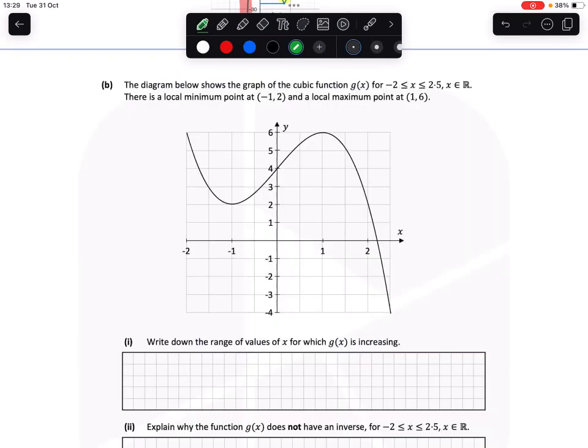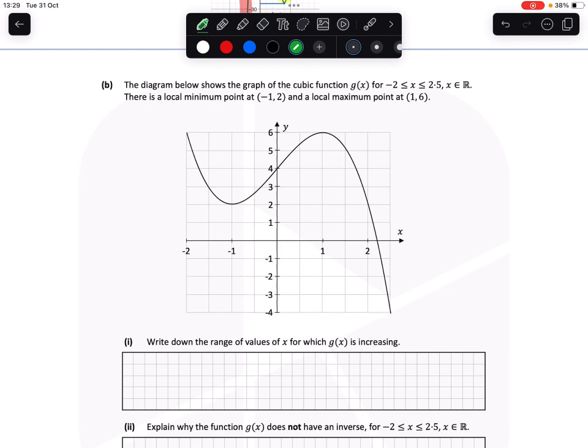The diagram below shows the graph of the cubic function g of x for some value of x between negative 2 and 2.5, where x is a real number. There's a local minimum point at (-1, 2), and a local maximum point at (1, 6). Write down the range of values of x for which g of x is increasing.